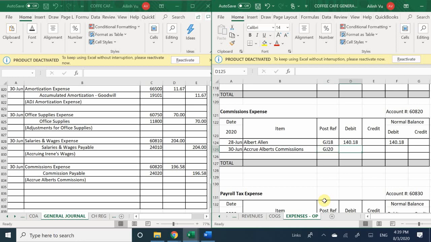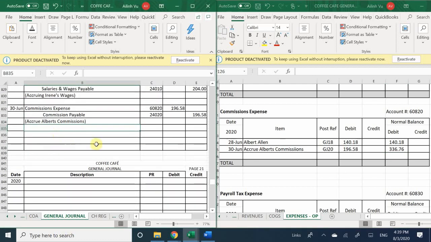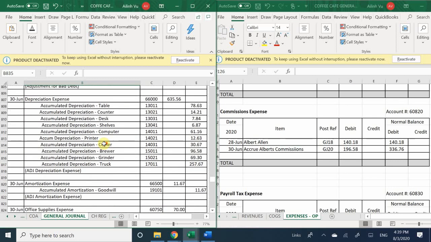What did you say? 336.76. 336.76 is correct. Files save. All right, we are done with the journal completely. We did all of our adjustments and we ended on page 20.